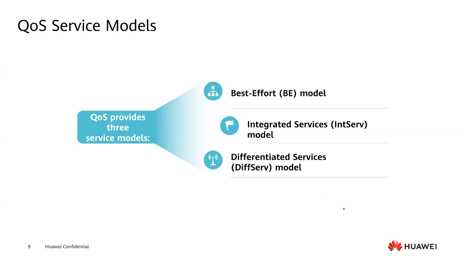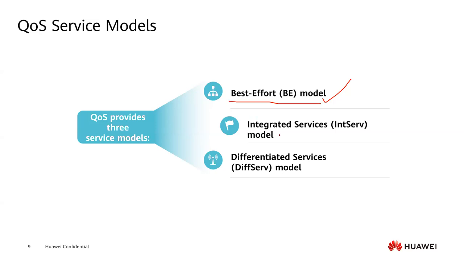So if we want to provide certain service levels, to provide some SLA, the QoS can provide three types of services. We have three service models for the QoS. The first is BE. This is the traditional model, which means I do nothing. I do not guarantee the services. I am only doing my best, so I cannot guarantee anything.